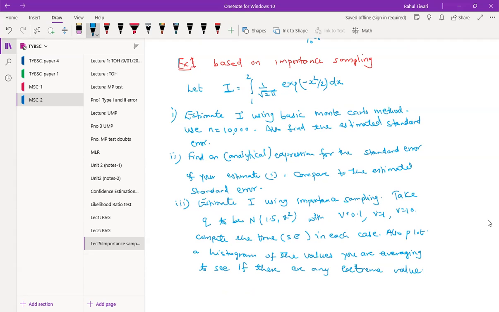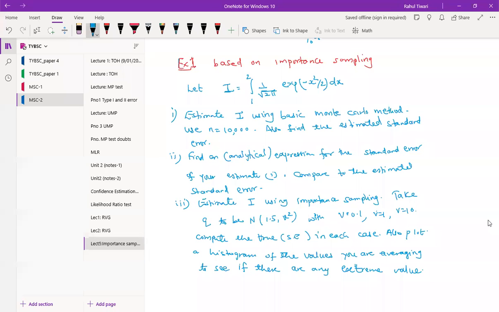Right? Now here, if you just look at it, we are basically interested in the properties of your estimate. What is the standard error? Okay. We are interested in getting the standard error in case one, because that means we are interested to check their properties, and we have to compare to the estimated standard error, and whatever estimate value we got, we compare with this first value. Okay. And then you can use the importance sampling, and taking different values of variances, you can just compare their standard error in each case.